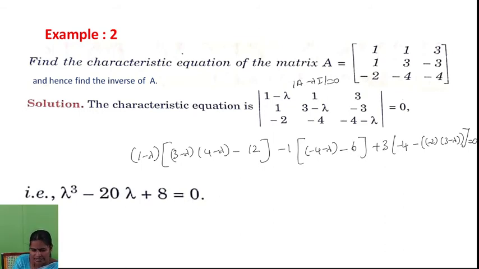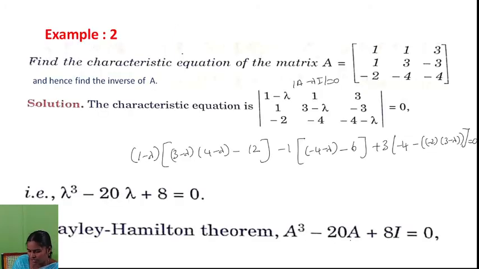Now to find A inverse, by Cayley-Hamilton theorem, we can replace lambda by A. If you replace lambda by A, we will get A cube minus 20A plus 8I equal to 0. Now multiply both sides by A inverse. If you multiply both sides by A inverse, what do we get here? A square will come, minus 20A into A inverse is I, plus 8 A inverse equal to 0.